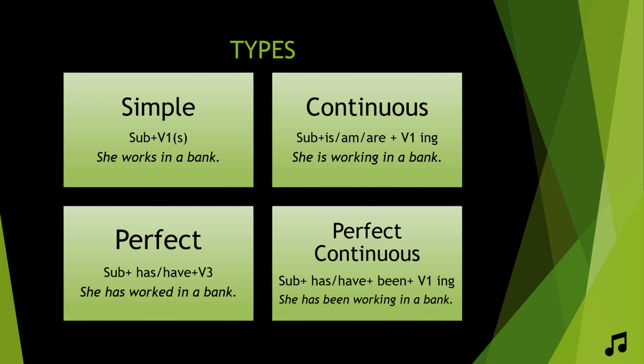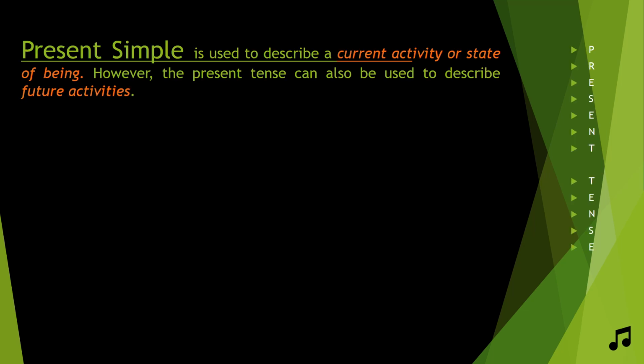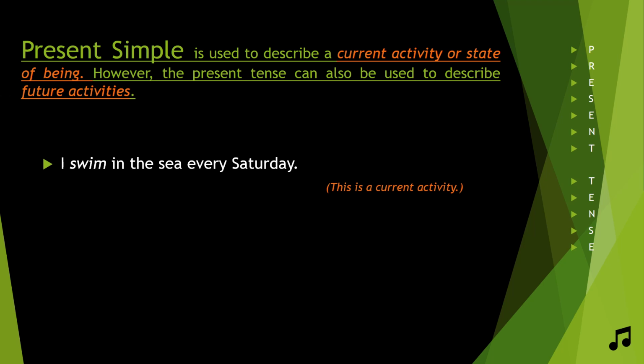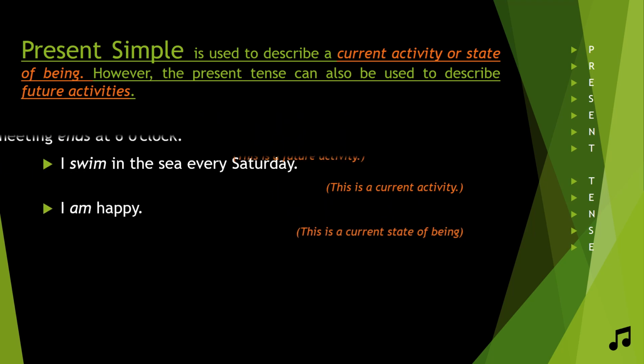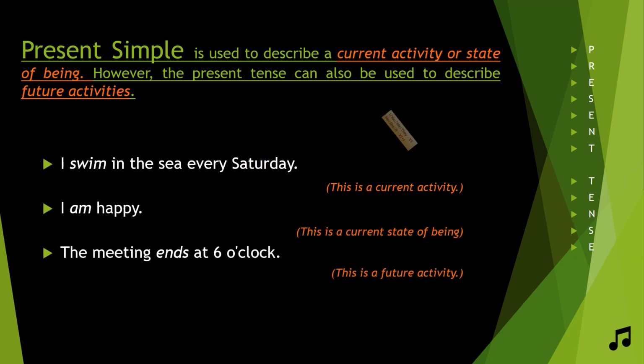You can pause the video, read the rule and its example. And then we will learn about these four types one by one. Let's begin with the present simple. As I will be describing the tenses, you have to concentrate on the examples also.